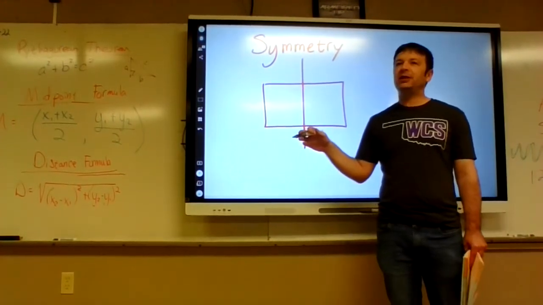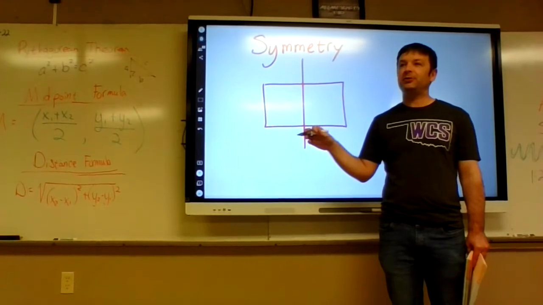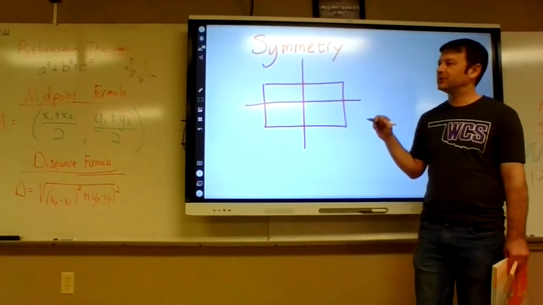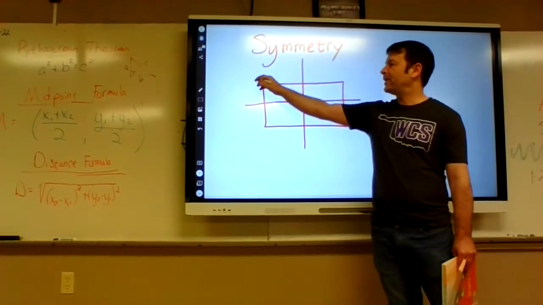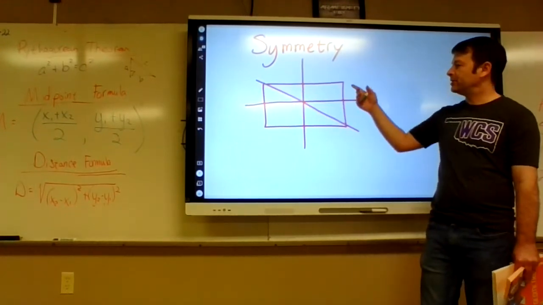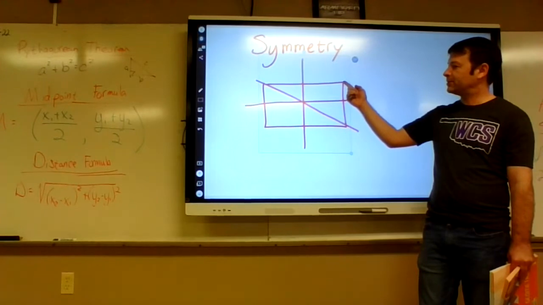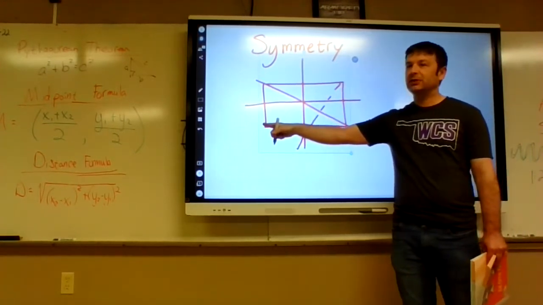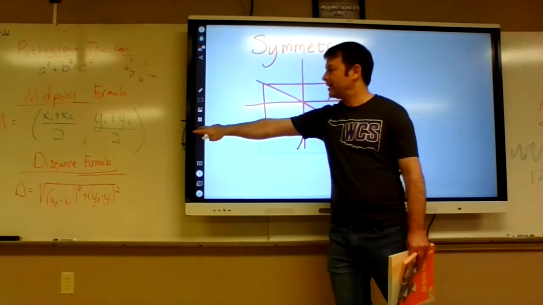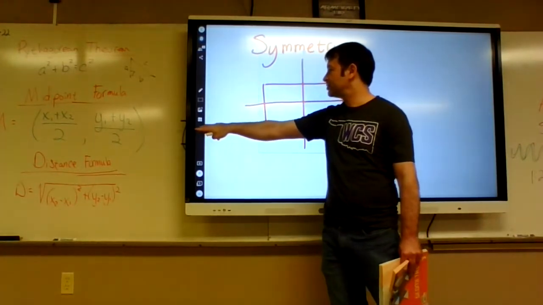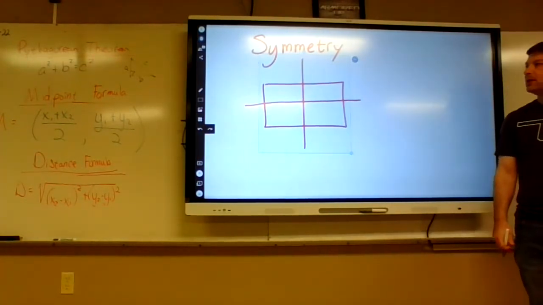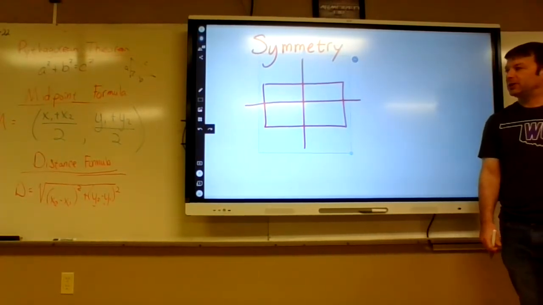Are there any other lines that I could draw that it should be symmetrical around? Yes. Horizontal. Any others? Okay. If I draw a diagonal line, where does this reflect to? Down here, not over here. So the diagonal is not a line of symmetry for the rectangle. Just two. Two lines of symmetry for that one.